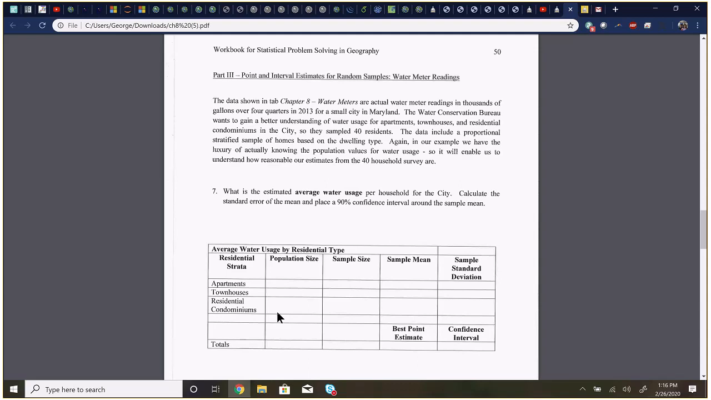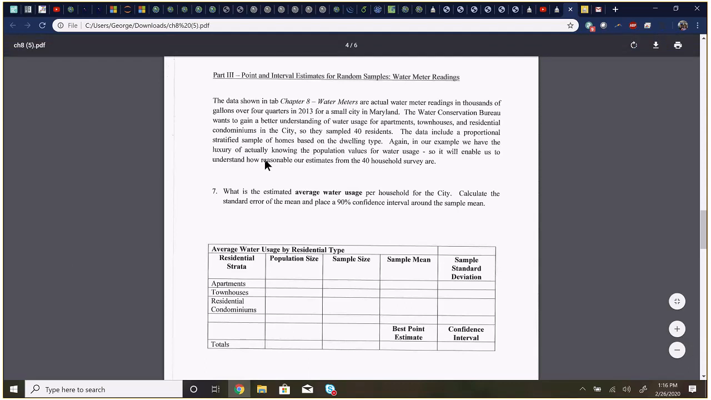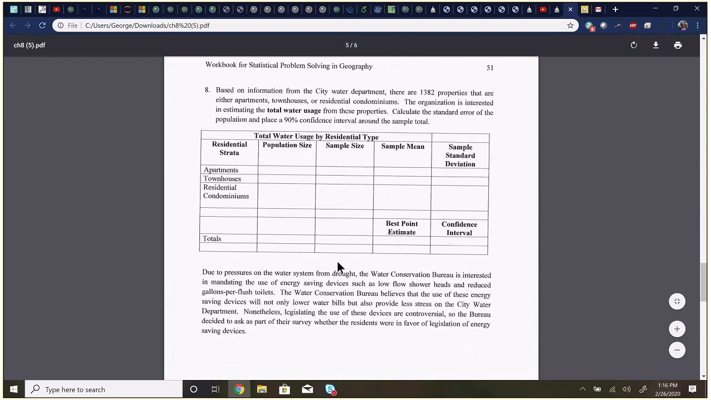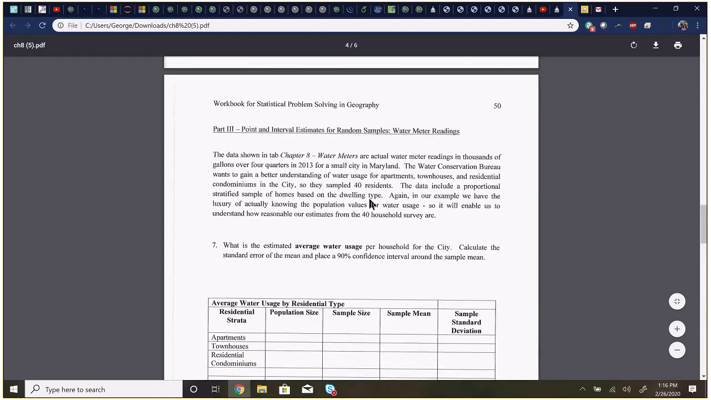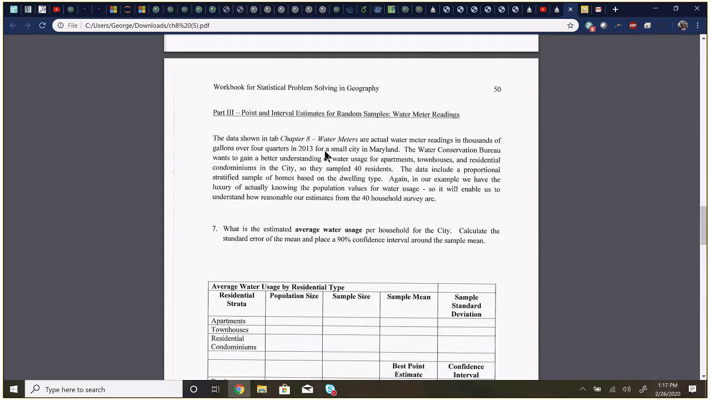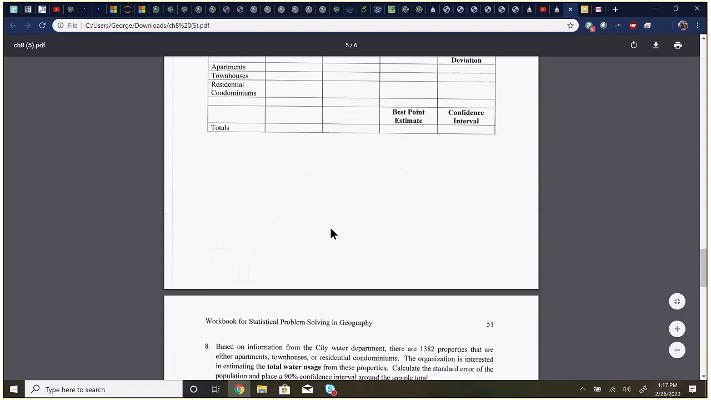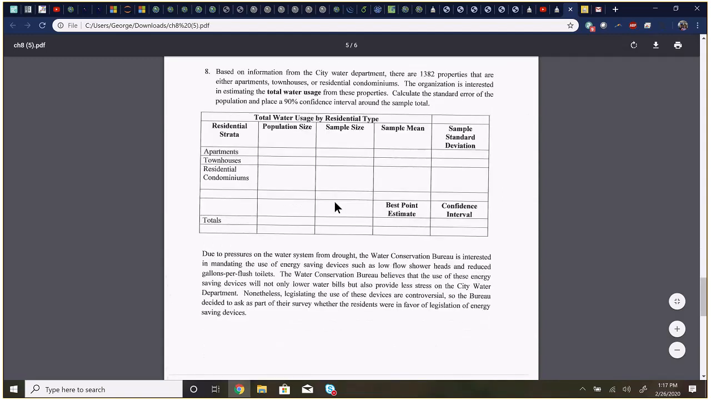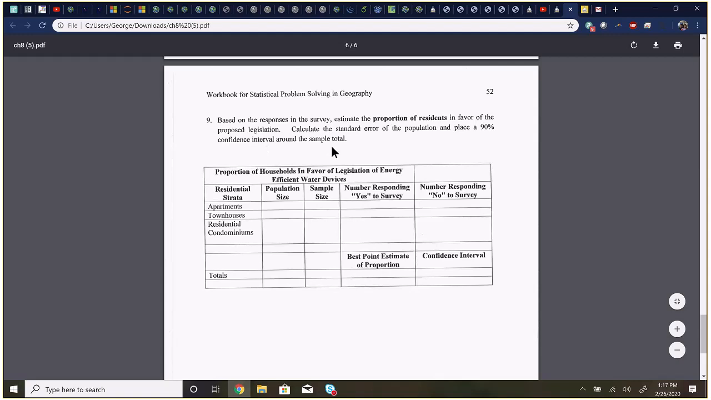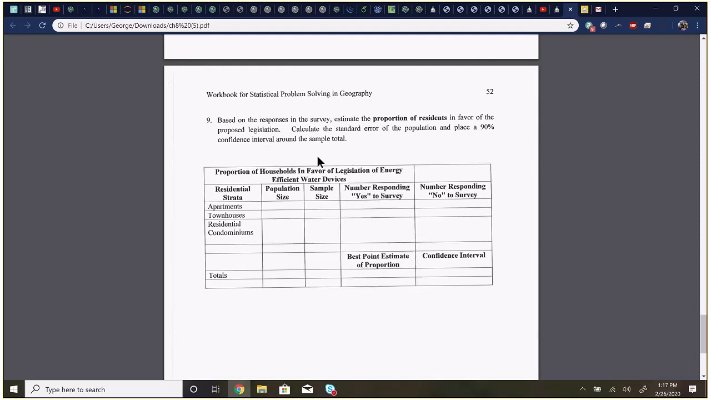So this is the only time where you need to do it here, and you'll need to do it here, because here we're talking about estimating the mean. Here we're talking about estimating the total water usage, and here we're talking about estimating the proportion of residents in favor of a proposed legislation. So there's part 1, part 2, and part 3 there in table 8.5, and we're doing all three of these.